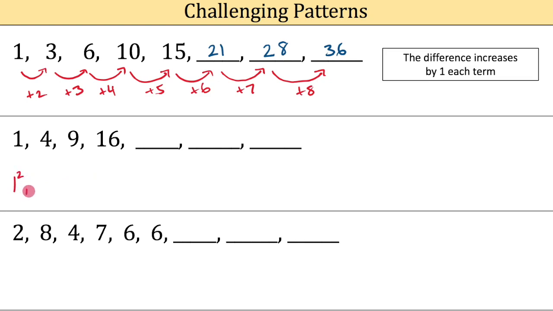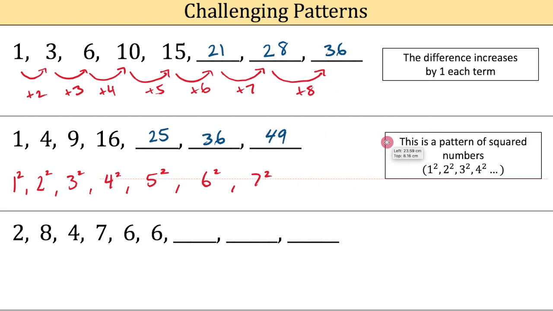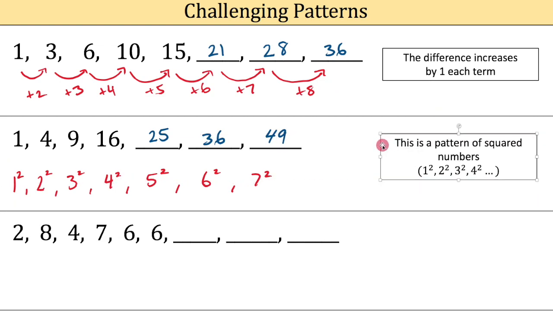So 1 squared is 1, 2 squared is 4, 3 squared is 9, 4 squared is 16, 5 squared is 25, 6 squared is 36, 7 squared is 49. So that means up here, I'm going to have 5 squared, which is 25, 6 squared, which is 36, and 7 squared, which is 49. Let's now put in a little bit of an explanation. So this is what I want you to write here to the side. This is a pattern of squared numbers.